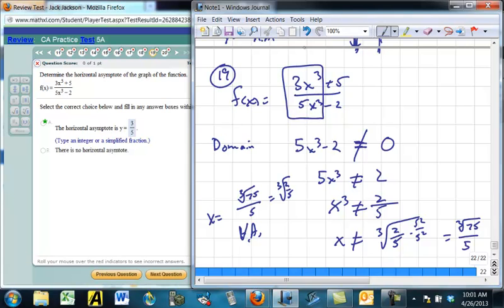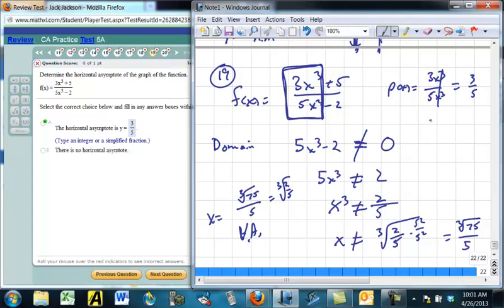Okay, because it's not going to make the top 0 too. Now what about end behavior? End behavior is determined by what I have in the box here, the first term. So what is that power function? It's 3x cubed over 5x cubed. Well, when the powers are the same, this cancels out and you get a constant.